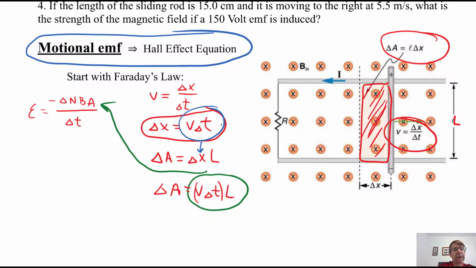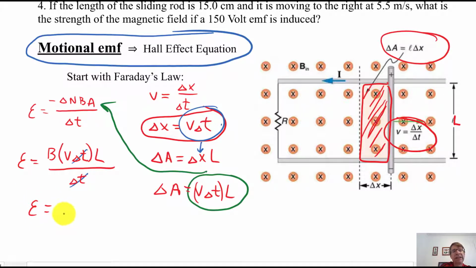So now I plug in there. I get E equals, I'm going to get rid of the negative, and now I'm plugging into delta. I'm going to have B, and then it's going to be V delta t times L, over delta t. All right, the delta t's will cancel.